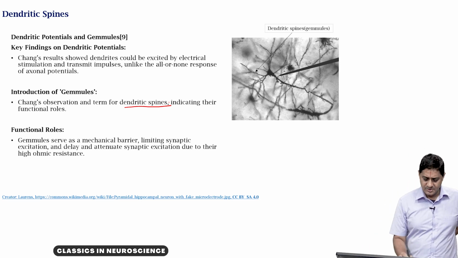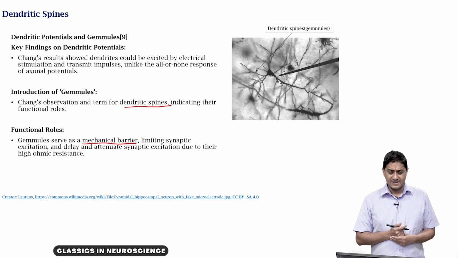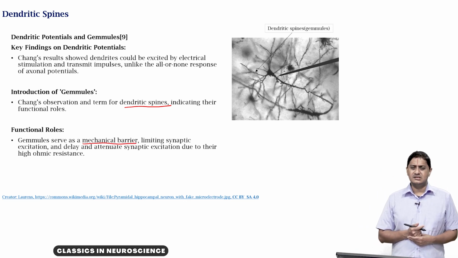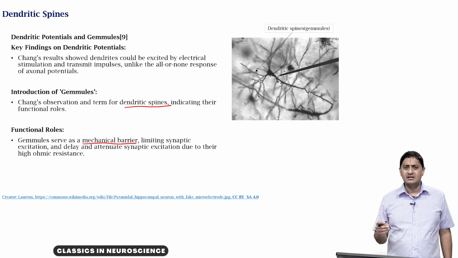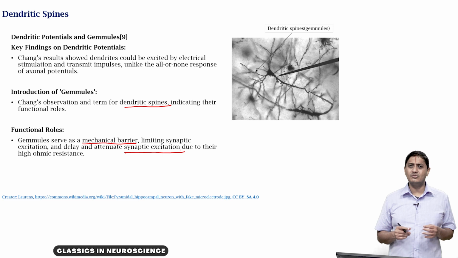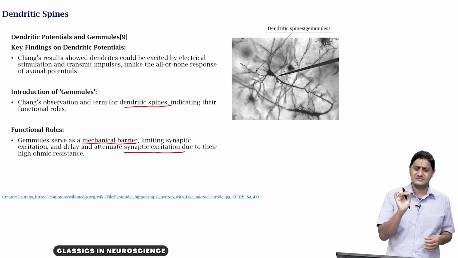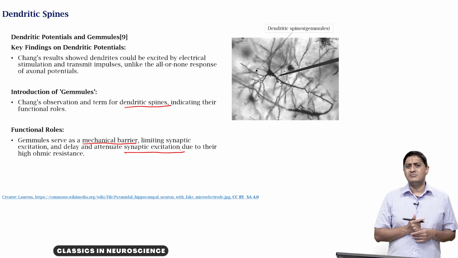He suggested that gemmules are acting as a mechanical barrier and reduce the amount of excitation that can happen in synapse, cause a delay and attenuate or reduce synaptic excitation due to their high ohmic resistance, because these are really thin cables or thin membranes.